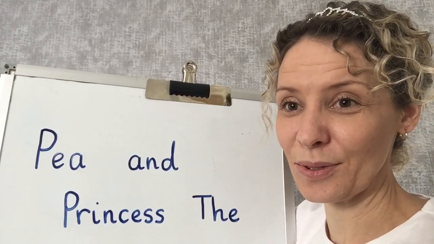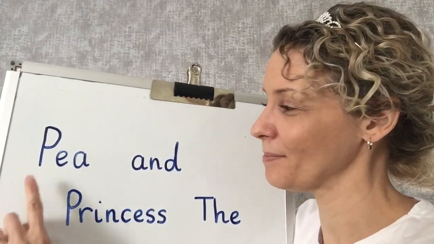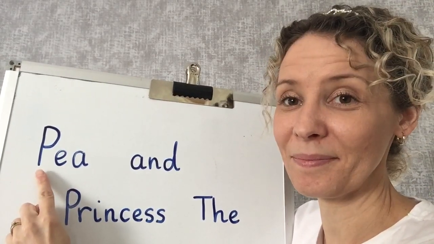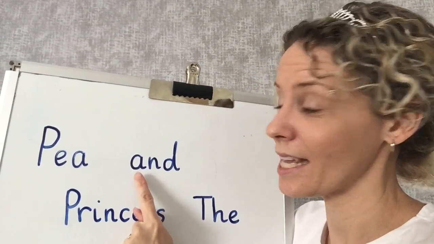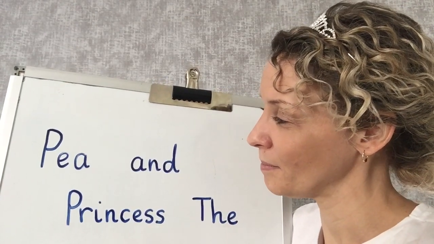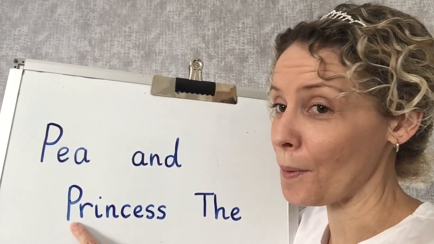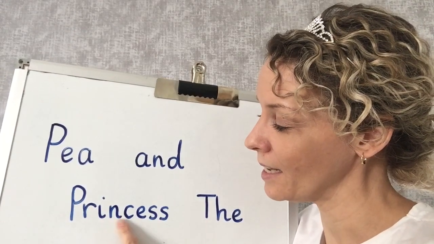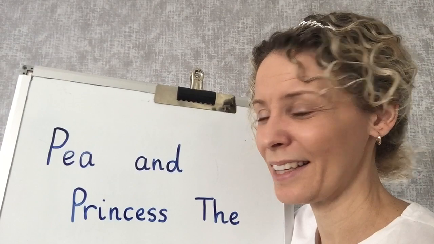Okay, here's the next title that's been a bit muddled. It's another fairy tale. Let's take a look. So we've got P. Well done. And we've got and. P and. Okay, let's stick with it. Princess. What could that be?